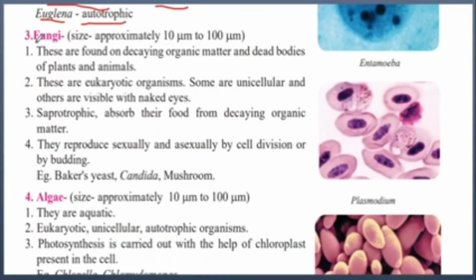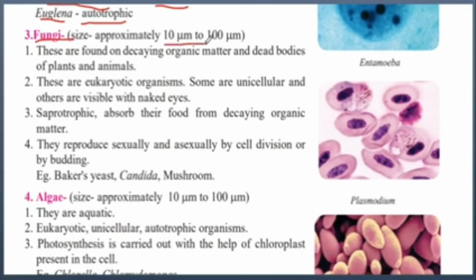Next, we will talk about fungi. The size of fungi is approximately 10 micrometer to 100 micrometer. So they are relatively larger than bacteria but smaller than protozoa. These are found on decaying organic matter and dead bodies of plants and animals. Therefore, fungi are an example of saprophytic organisms because they acquire their nutrition by growing on decaying organic matter and dead bodies of other plants and animals.